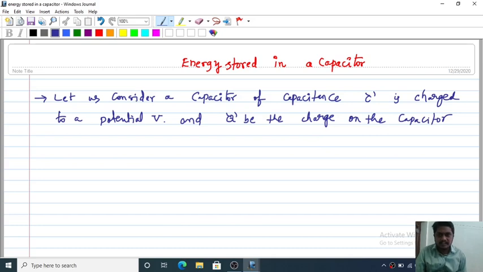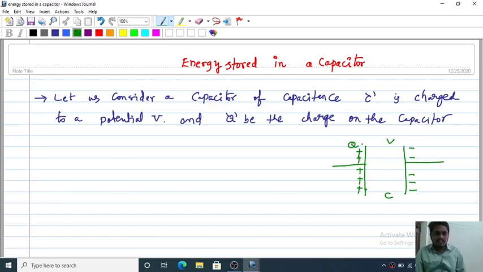Okay, so I'm taking one capacitor. This is my capacitor. What is the capacitance of this capacitor? C is the capacitance of this capacitor, V is the potential of this capacitor, and Q be the charge. In a capacitor, one of the plates is at a positive potential and another is at a negative potential. This is plus Q and this is minus Q, and there exists an electric field between the plates, directed from positive to negative charge. This is the direction of the electric field between the plates.